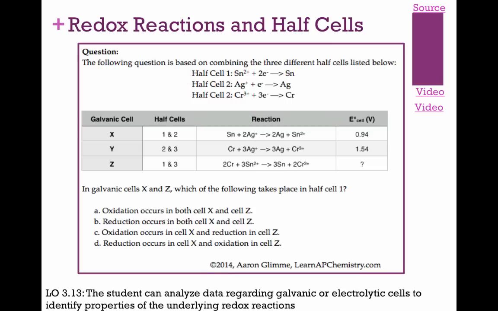So in cell X, what happens to the tin? What's the oxidation number here? 0. What's the oxidation number here? 2 plus. So it goes from 0 to 2 plus. It becomes more positive, so it's oxidized. In cell Z, it goes from 2 plus to 0. So what happens? It's reduced. So we need to find the answer choice that says in cell X it's oxidized, in cell Z it's reduced. That's C.